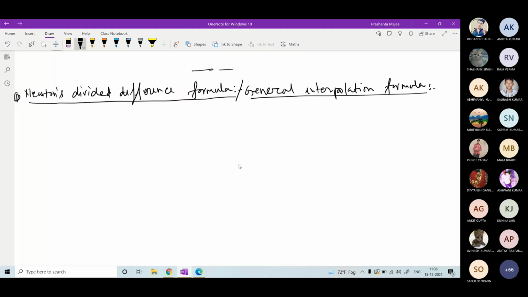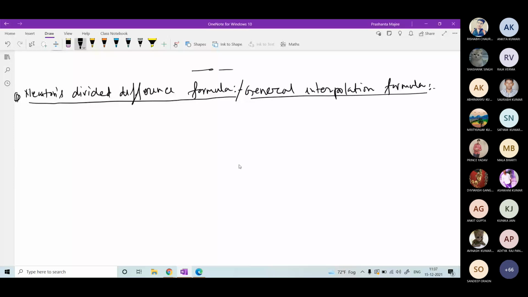Why general? Because many existing interpolation formulas which we have studied, for example Newton's forward difference formula and Newton's backward difference formula, can be derived from this Newton's divided difference formula. If the data points are evenly spaced and sorted, then by applying Newton's divided difference formula, you will end up with Newton's forward difference formula. So as a particular case, we will be able to recover Newton's forward and backward difference formulas. That is why this is called the general interpolation formula.